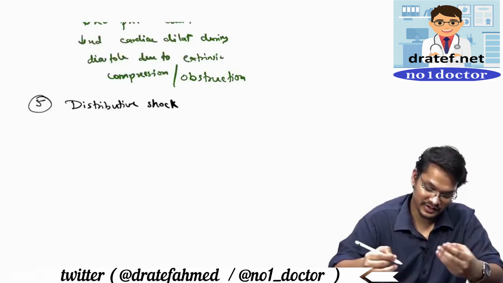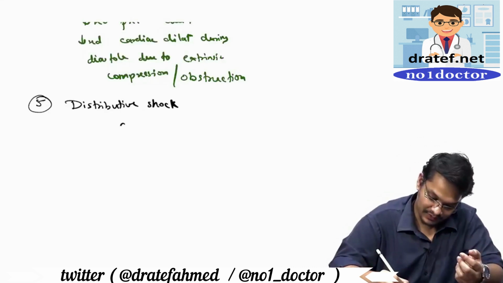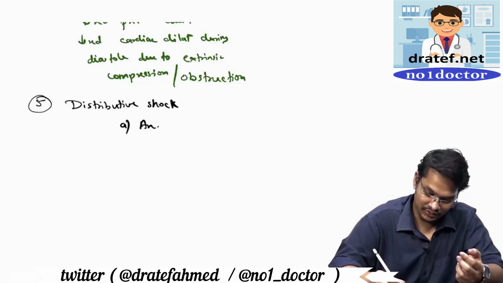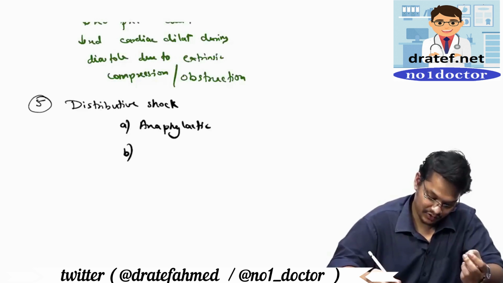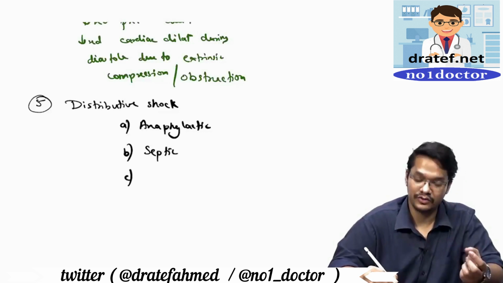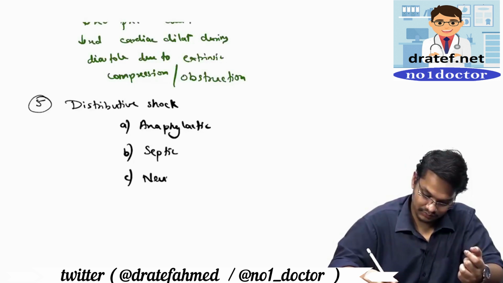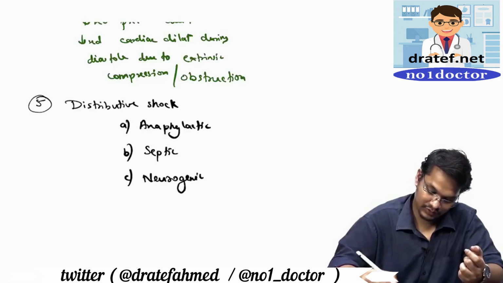In distributive shock, there are essentially three kinds of shock. The first one is anaphylactic shock. The second one is septic shock. And the third one is neurogenic shock. Okay.